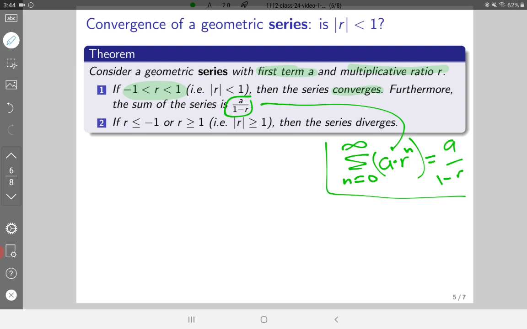And then, as it turns out, if r is anything else, if it's outside of the -1 to 1 range, so in other words, if it's less than or equal to -1, or if it's bigger than or equal to +1, then the series diverges.